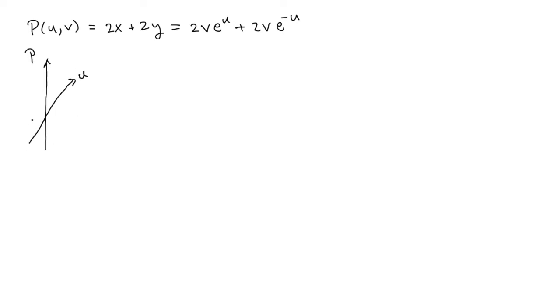So let's put u along that direction and v along that direction. Let's simplify it just one more step: 2v times (e to the u plus e to the minus u). At v equals 0, our function is 0. It's linearly increasing with v, so the u equals 0 line is stepping up linearly with v, but it goes exponentially with u in each direction.